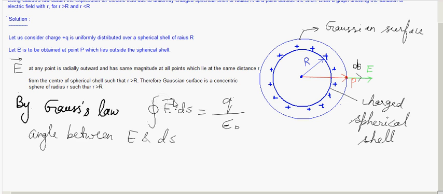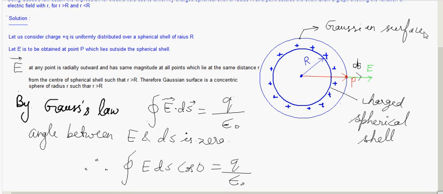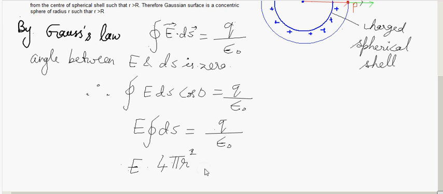So this is actually a vector. Therefore, the integral of E ds cos 0 is equal to q by epsilon naught. Cos 0 is 1. So E into the surface integral over the sphere is equal to q by epsilon naught, and the area of the spherical shell is 4 pi r square. So E times 4 pi r square is equal to q by epsilon naught.